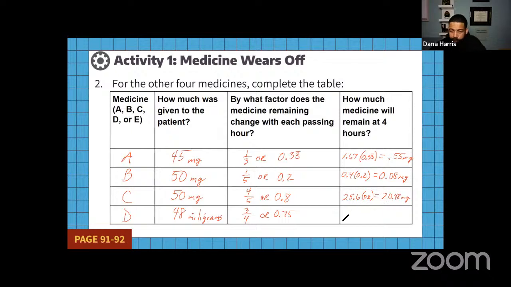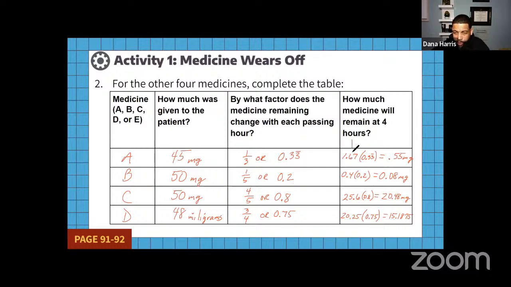Now D, we have 20.25, and we're going to multiply that by 0.75, and I get 15.1875. Okay, so all we're doing to get these values, you get how much was given to the patient from the initial value, or y-intercept, or vertical intercept. We get the factor. We calculated that when we wrote all those tables on the previous slide. And then we get this last one.